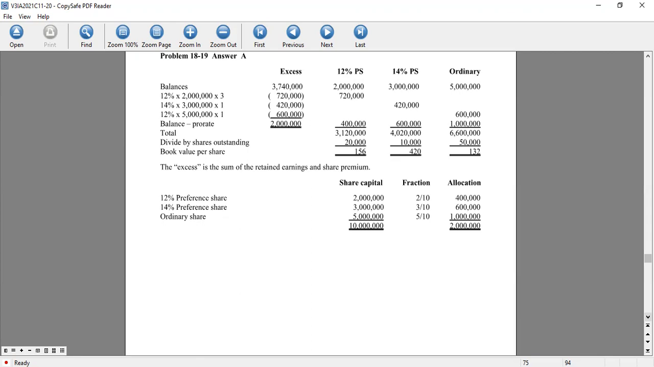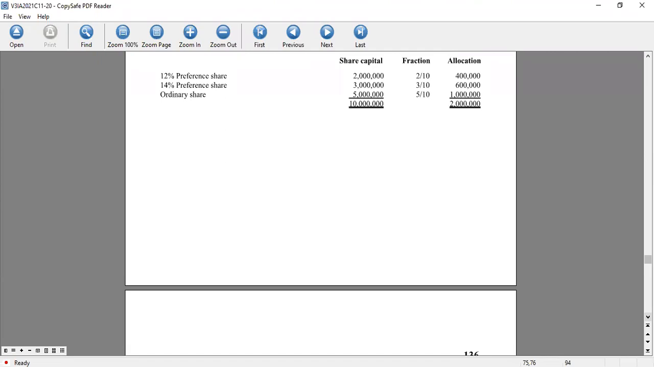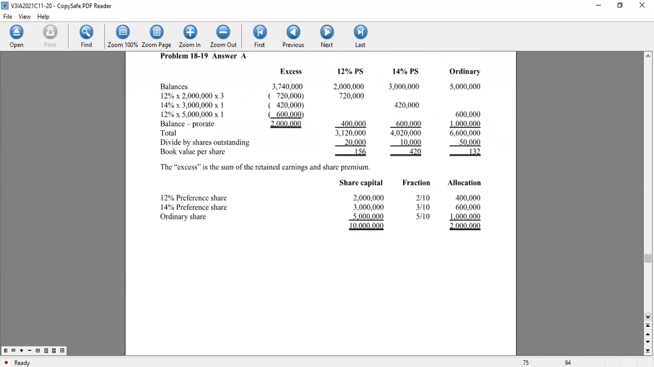For the 12% preference share, we have 2 over 10. That's 2 million divided by 10 million, the total of share capital. And for 14% preference shares, 600,000, and for ordinary, 1 million. So we have the excess equal to 2 million, and now we are prorating by adding to the 3 columns, and the totals are divided by the shares outstanding.